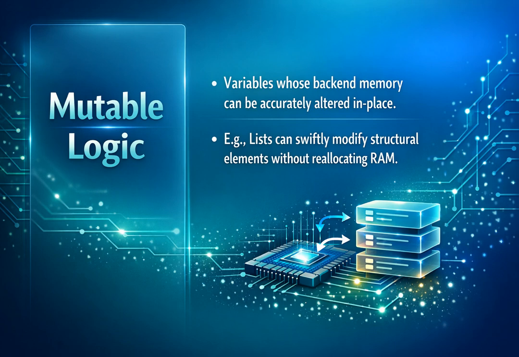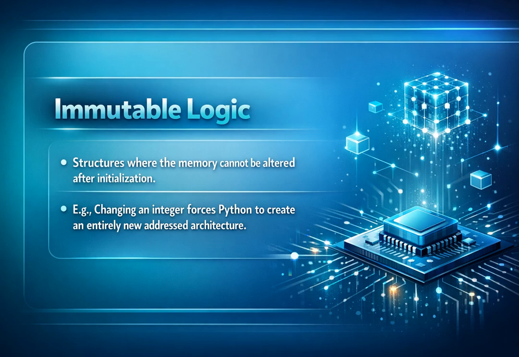This means multiple variables pointing to the same list will all see the change. Immutable types like integers, strings, and tuples cannot be changed after creation. When you appear to modify an integer variable, Python actually creates a new object in memory. This is why changing one integer variable does not affect another that had the same value.